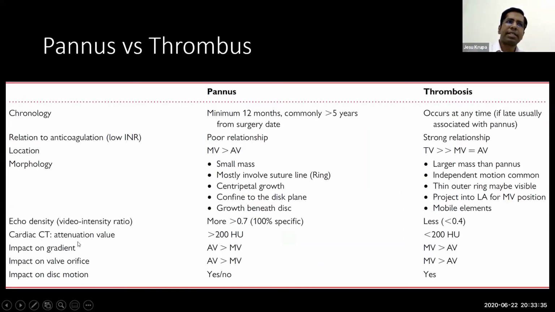So as you can notice here, the CT also can be used to distinguish thrombus and pannus. So the attenuation value, or something which is more radio opaque, will have a higher value. So pannus in that sense has a higher value as compared to thrombus. So that is also something which can be used to distinguish thrombus from pannus.